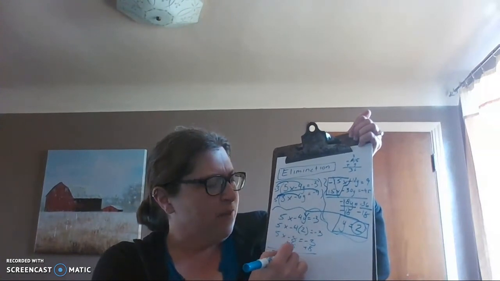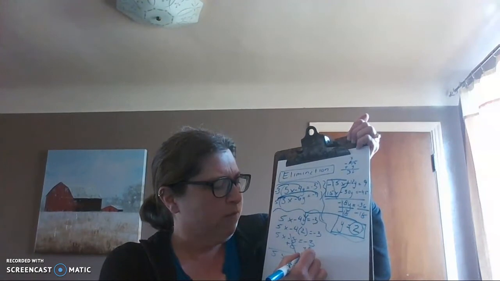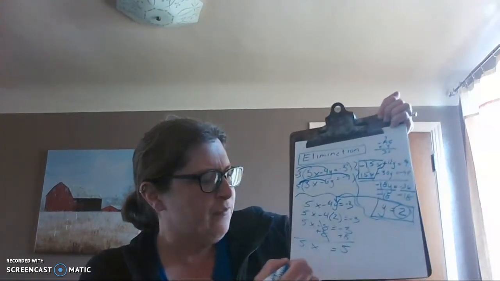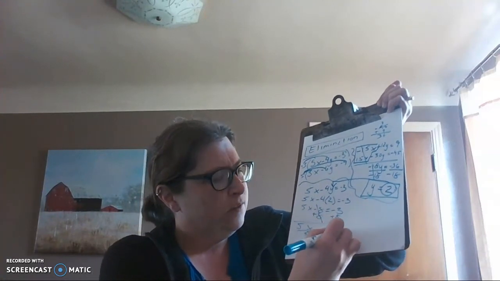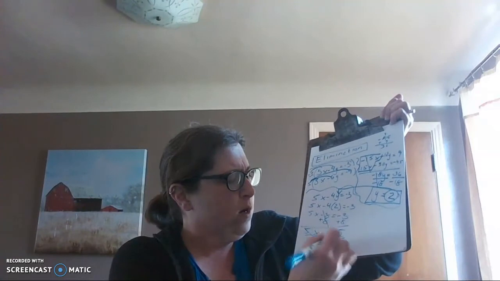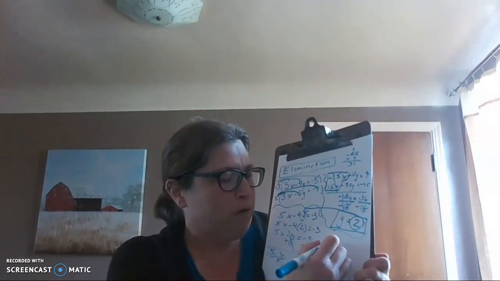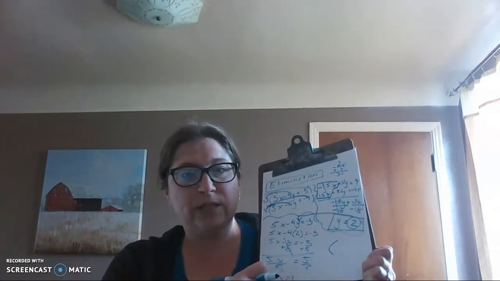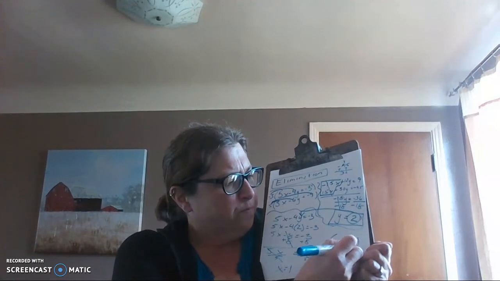I'm going to get 5x goes to 0. Equals -3, positive 8 is positive 5. Last step, I'm going to divide. And I'm going to find x equals 1. So if I'm thinking about what my ordered pair would be, remember, please write your x first. X is going to be 1, y is going to be 2.